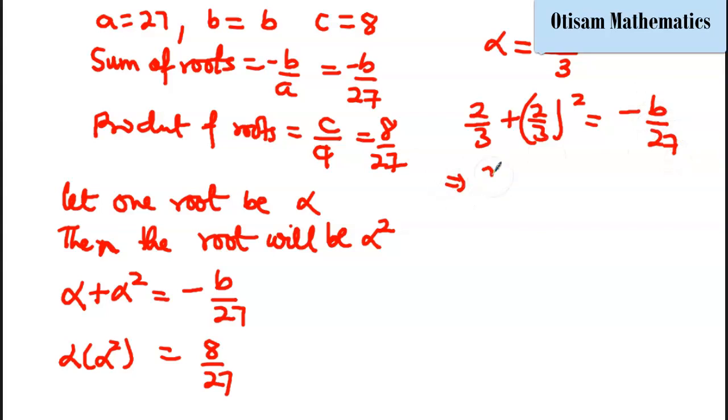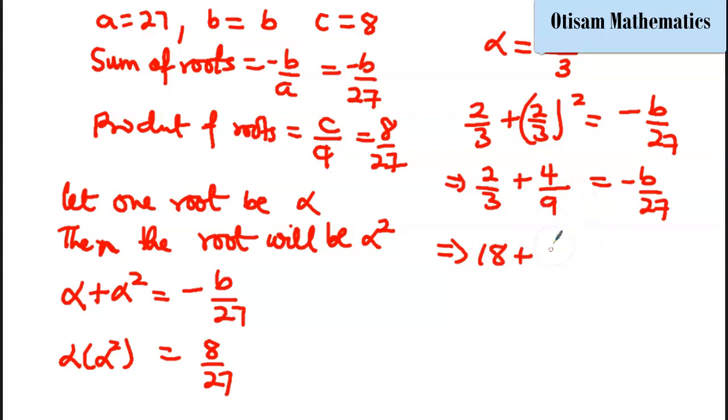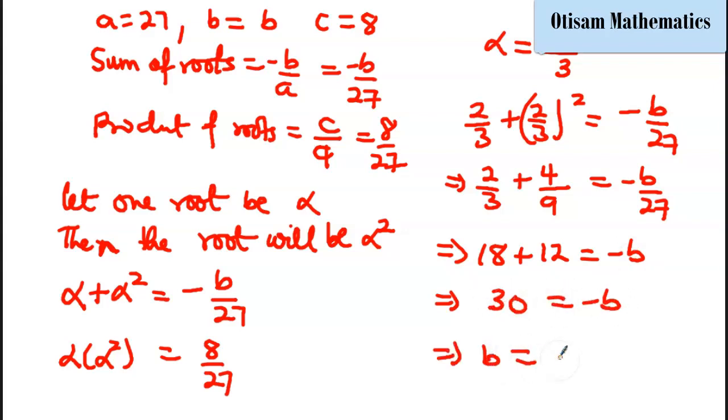So we have 2 on 3 plus 4 on 9, since 2 squared is 4 and 3 squared is 9, equal to minus b on 27. So the LCM is 27. So when you multiply, we have 18, and then plus 2, 9 will go into 27 3 times, plus 12 is equal to minus b. So we have 30, 18 plus 12 is equal to minus b. B will be equal to minus 30. Let's look at the next question.